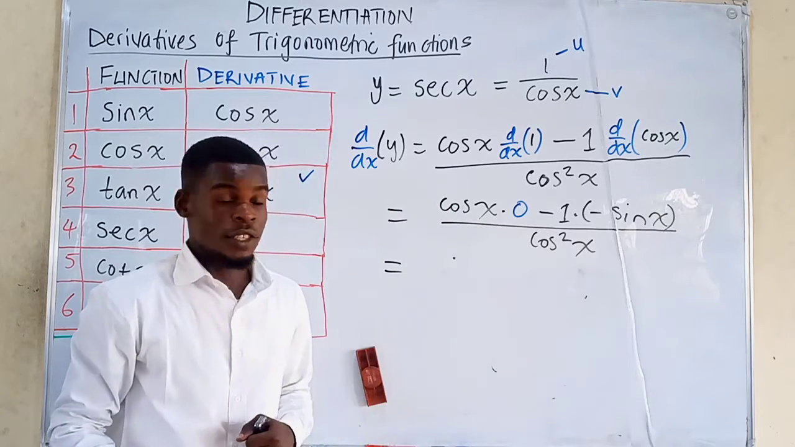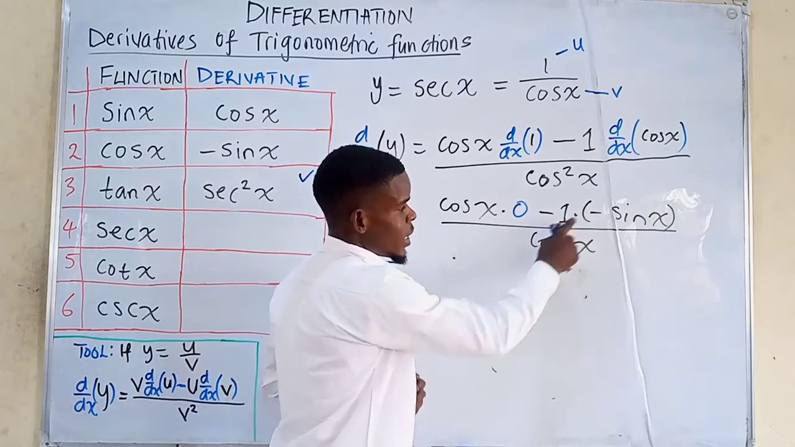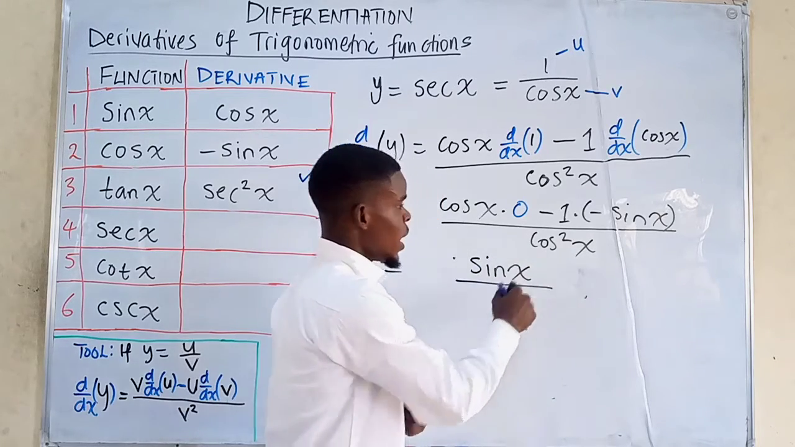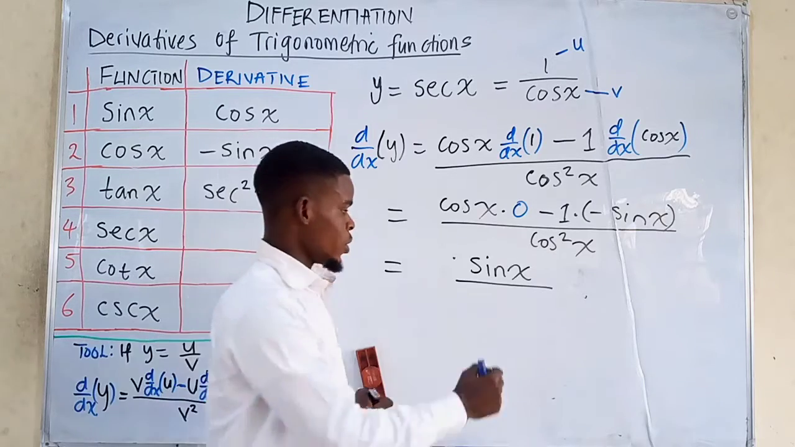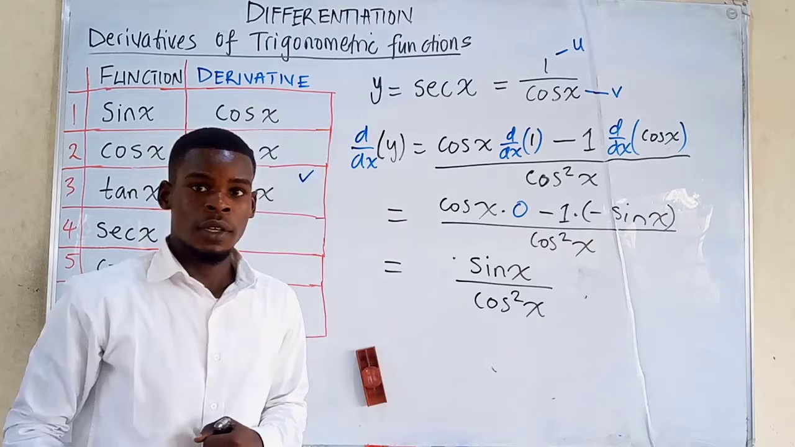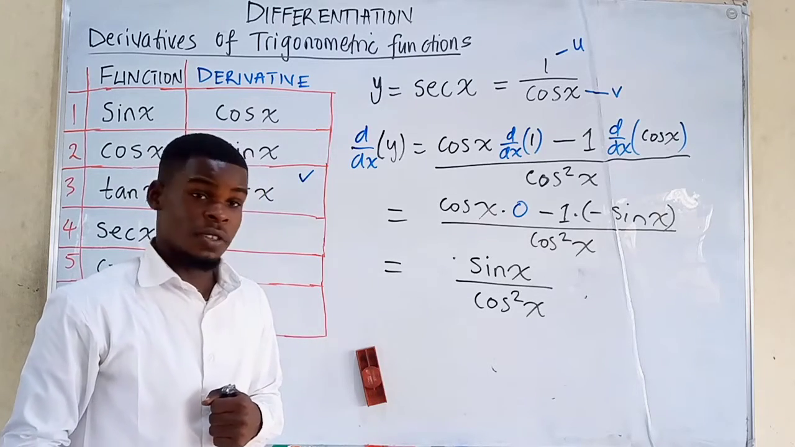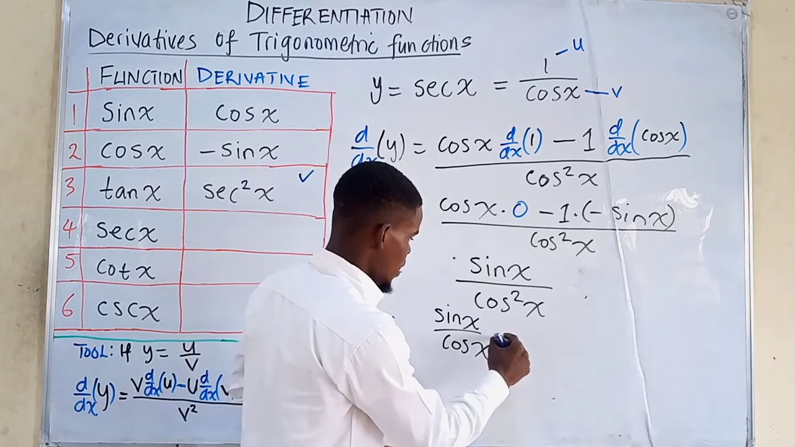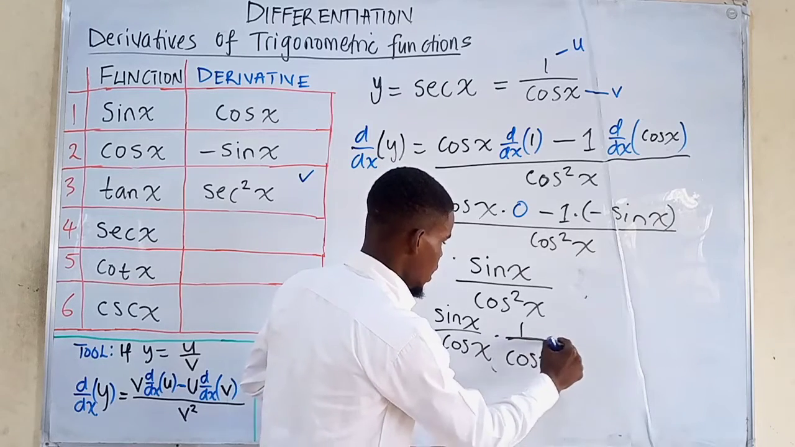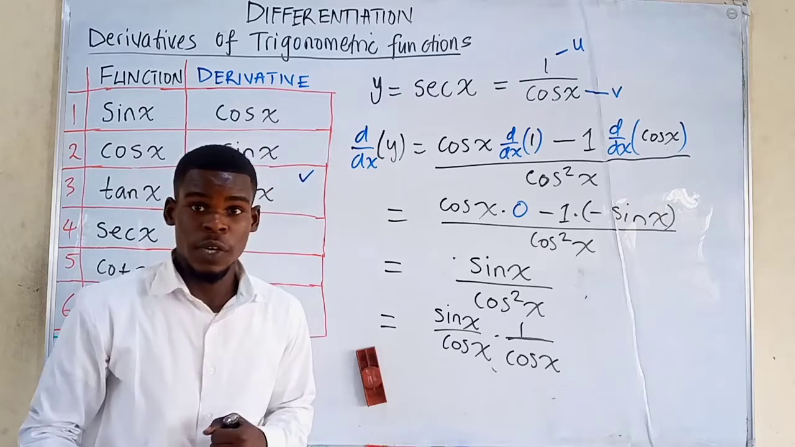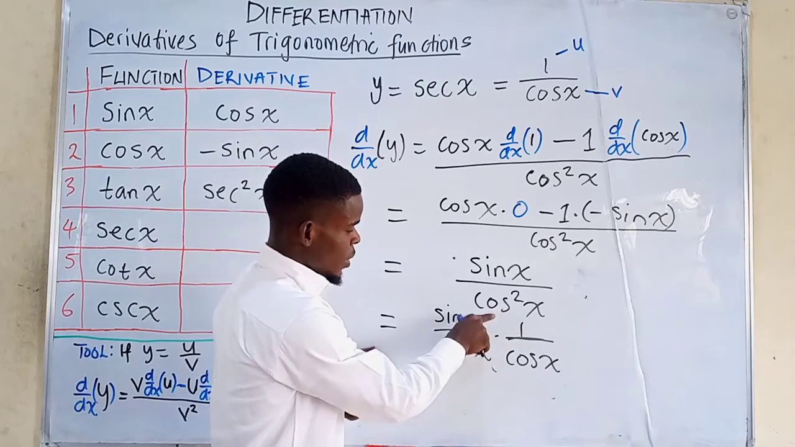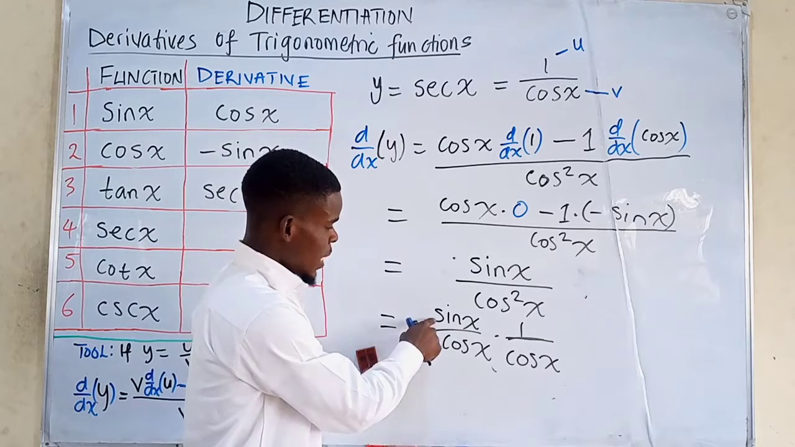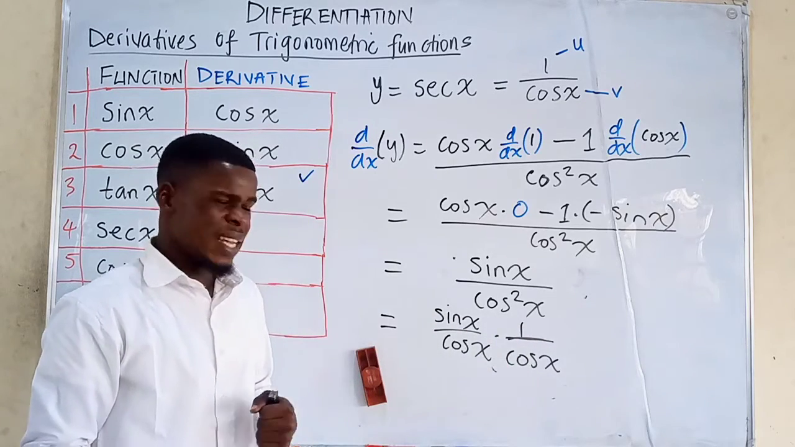0 times cosine x is just 0. Then negative 1 times negative sine x becomes positive sine x, because the two negatives multiply together and give us a positive. And then we have cosine squared x in the denominator. So just put it down there, cosine squared x. Good. Now I'm going to rewrite this fraction in this form: sine x over cosine of x times 1 over cosine of x. That is just from the fact that this denominator, which is cosine, has been squared. Good. So cosine x times cosine x sums up to the square. So we have sine x times 1 over that. Good. So that's just rewriting the fraction.